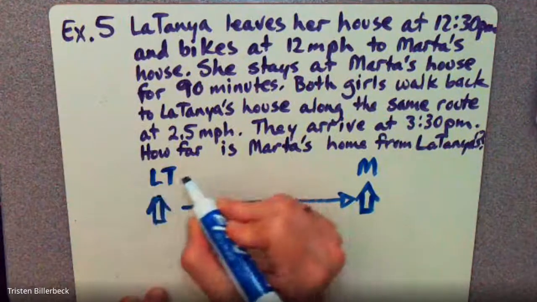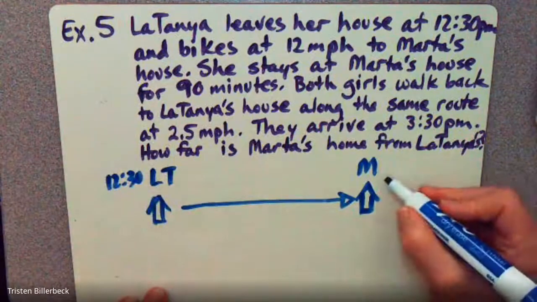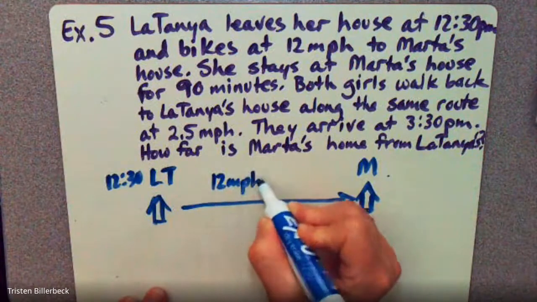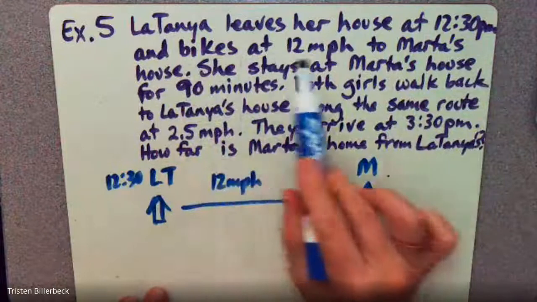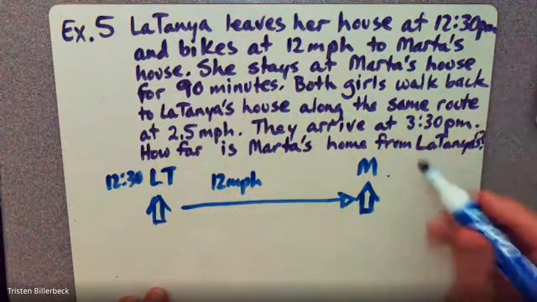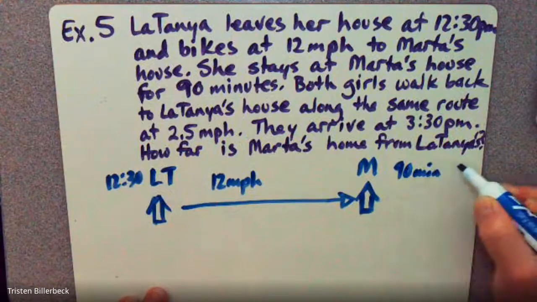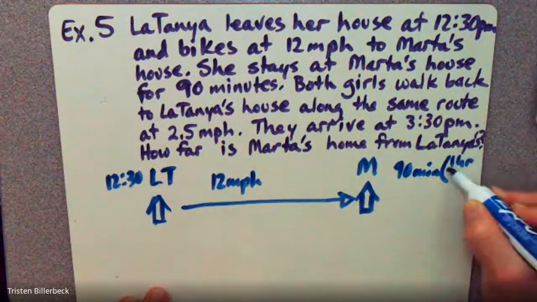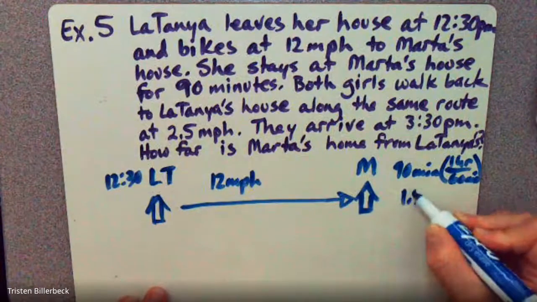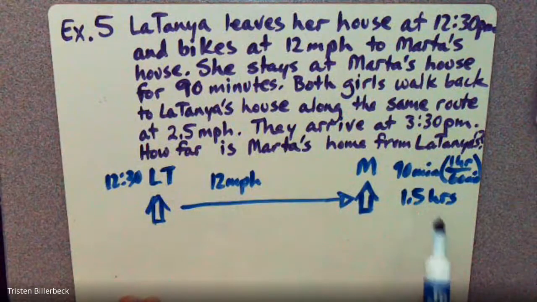So she leaves at 12:30. And she gets there, we don't know what time, but she's moving 12 miles per hour on her bike. She stays at Marta's house for 90 minutes, which is the same thing as 1 hour over 60 minutes, which gives us 1.5 hours. So if we're doing miles per hour, we need the time in hours.